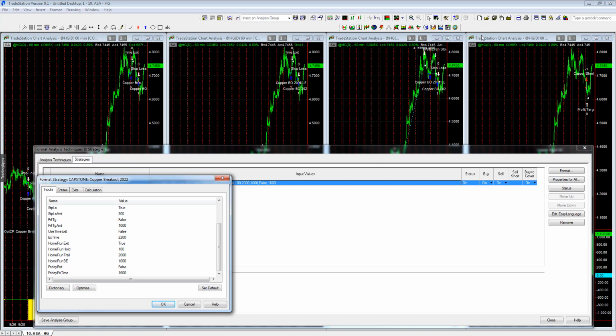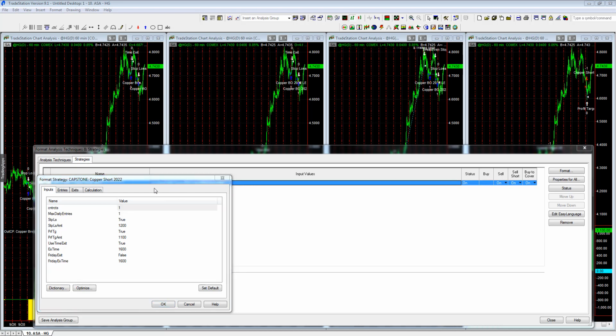Now on the short side, I'm going to show you the short setup. It's a different EasyLanguage file, and so I'm going to show you the setup for the short side next, the fourth and final chart. So here we are, Copper Short 2022, and it has a $1,200 stop loss, $1,100 profit target. You know, it exits at 1600 based on a certain condition. This isn't a time exit where it will exit every time. Basically, if it's moving in an uptrend, it will stay with the position. If it's in a downtrend, it will get out at 1600, and Friday exit is set to false.